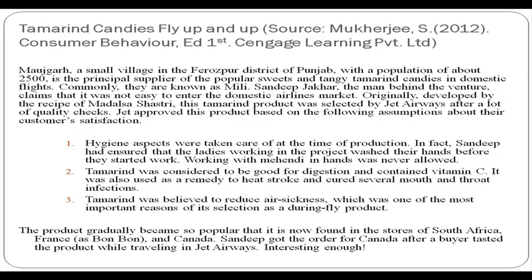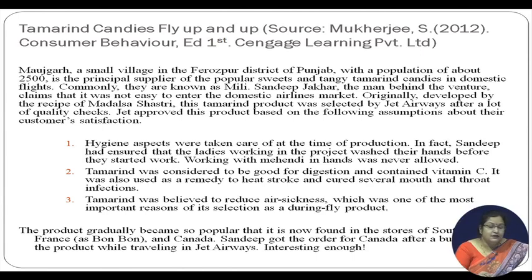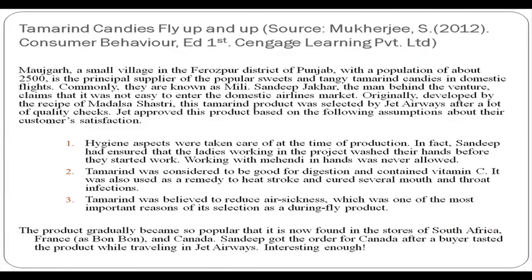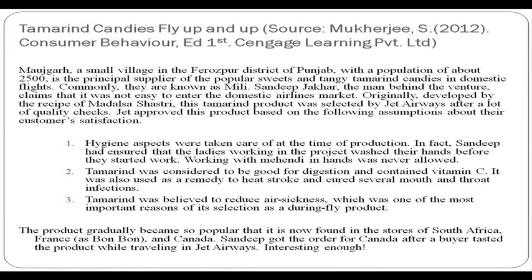With a very small example, I will now try to elaborate on this concept. There is Mauchgar, a very small village in Firozpur district in Punjab, with a population of about 2,500. We may not know that in Jet Airways there is a small tamarind lozenge given as toffees, and these toffees are actually produced in that place. That place is the principal supplier of these popular sweets and tangy tamarind candies in domestic flights.